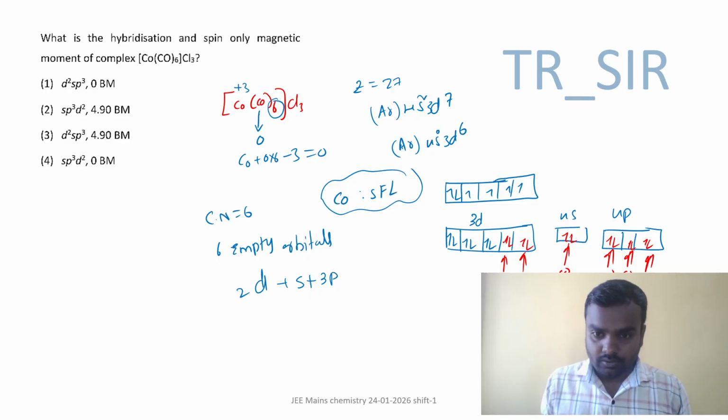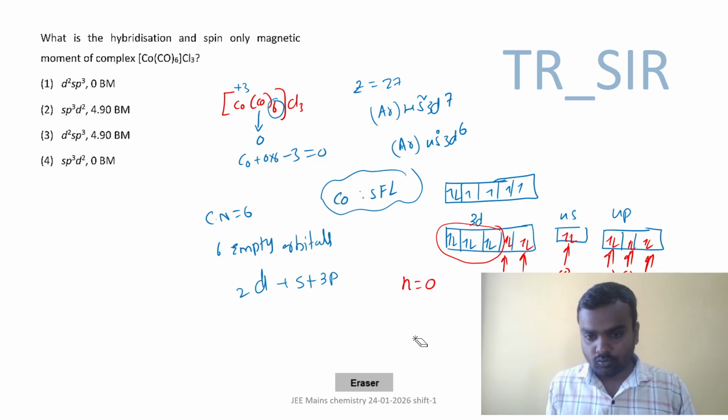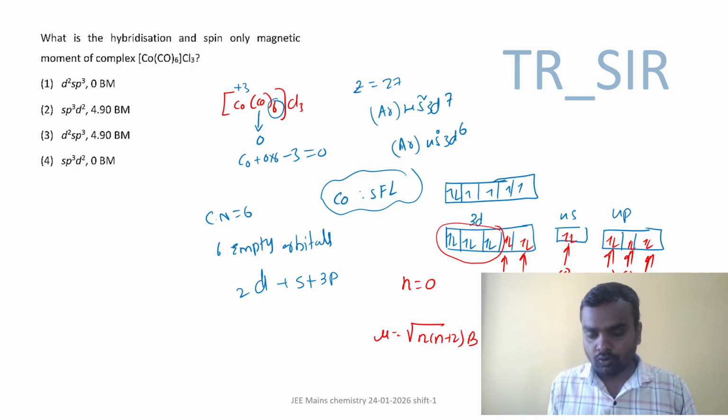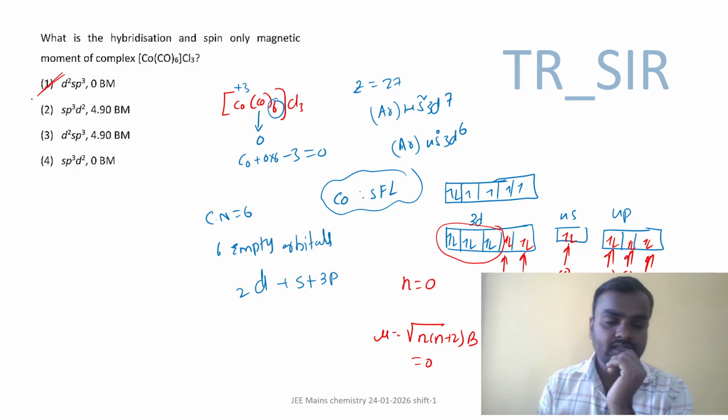Now let me know, do we have any unpaired electrons available here? No. That means n is equal to 0. If n is equal to 0, the magnetic moment, that is mu, is equal to the square root of n into n plus 2, Bohr magneton. n is 0, that means 0. So the magnetic moment is 0, d2sp3, that is option 1, the right answer.